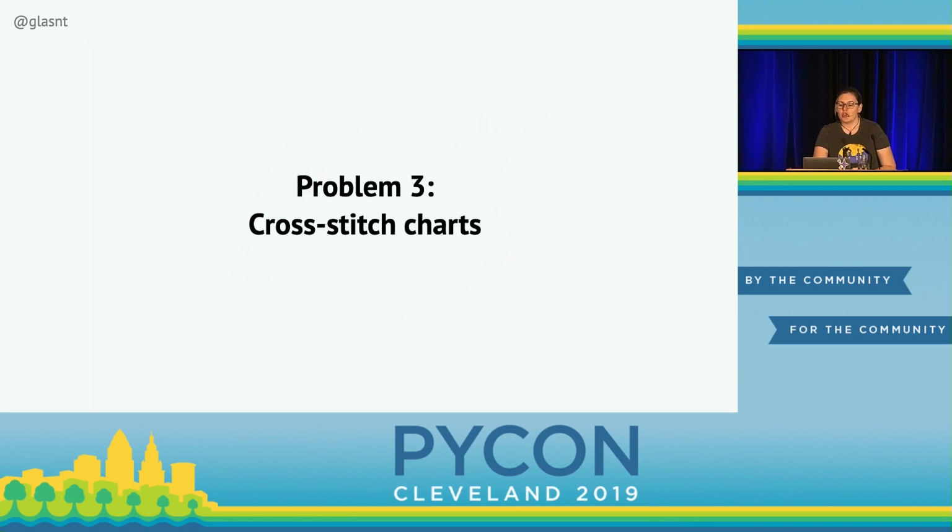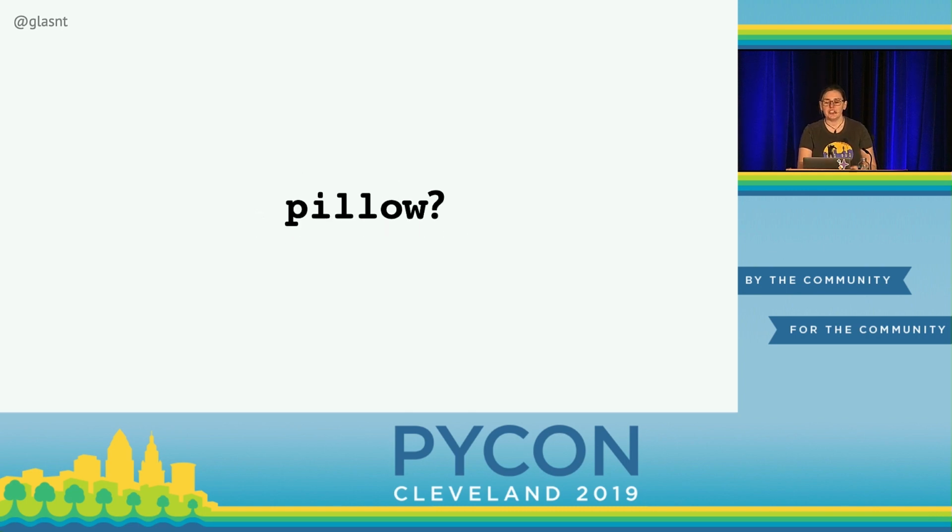Next problem, cross-stitch charts. Third problem, this one should be easy, right? We can just use Pillow. Well, that's been the solution for every problem so far, and I did try using Pillow. I've used ImageDraw to try to replicate this system where I was building up a chart and I was making tables and concatenating squares together, but the results weren't what I wanted.